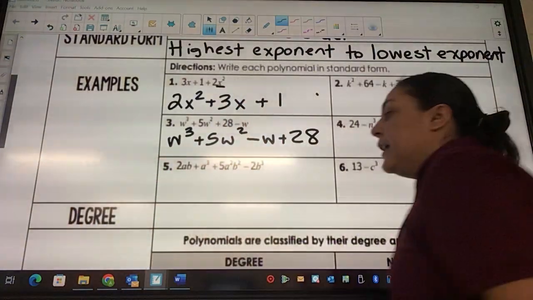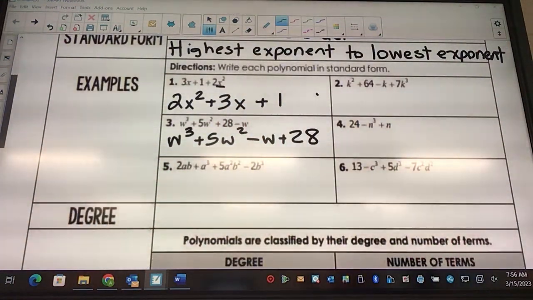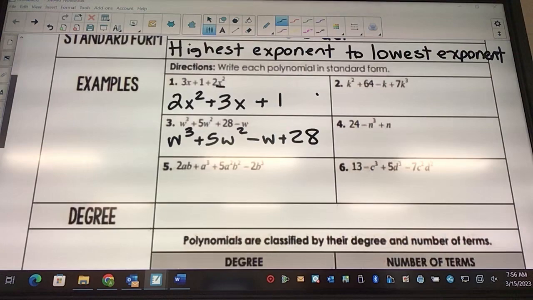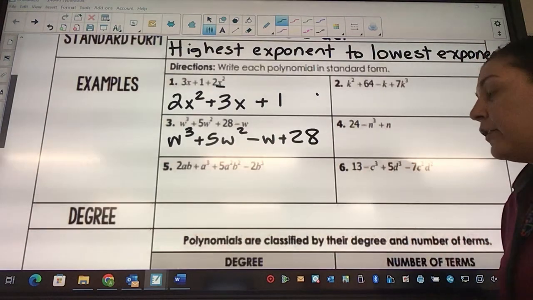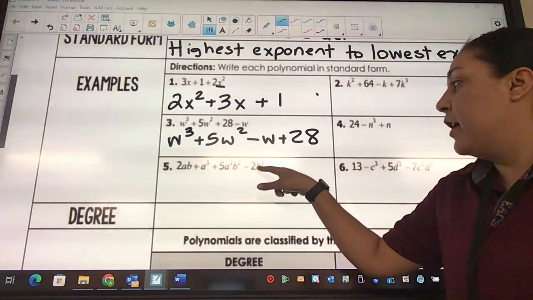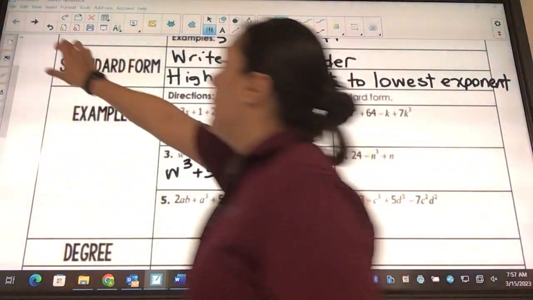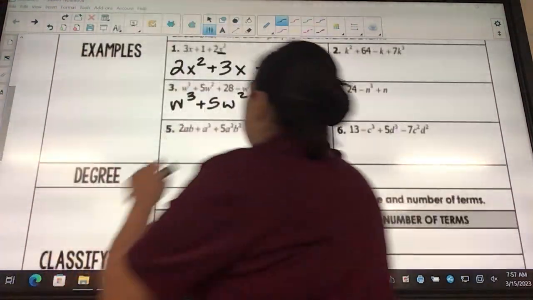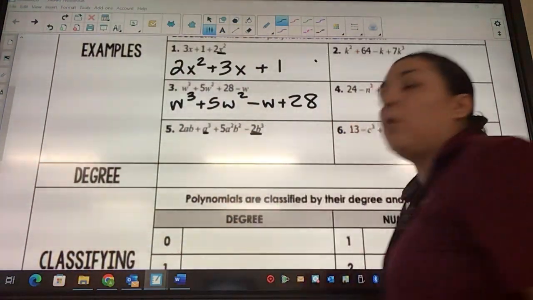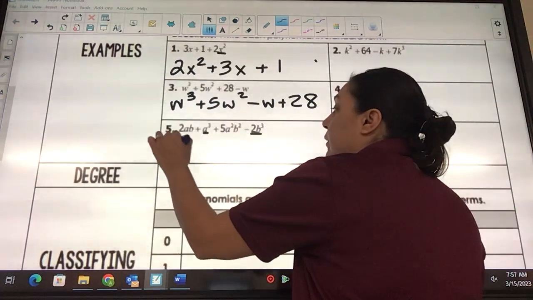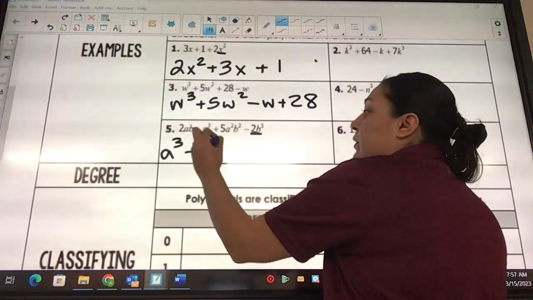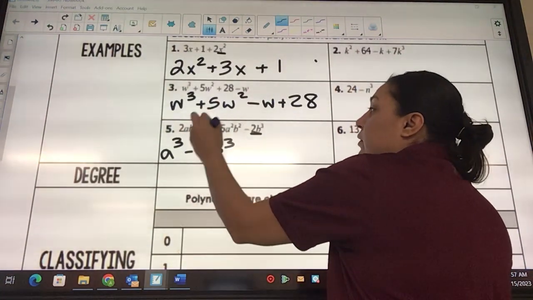Then we see here on number 5 where we have 2 letters and numbers, and there are 2 parts of standard form. One, you do the alphabetical order as well as the highest exponent. So what is our highest exponent here? A cubed, 3. And this has a B cubed. And so now between these 2, what comes first, A or B? A. So A goes first, so we're going to say A cubed. And then obviously I'm going to put my 2B cubed. So those ones are done.